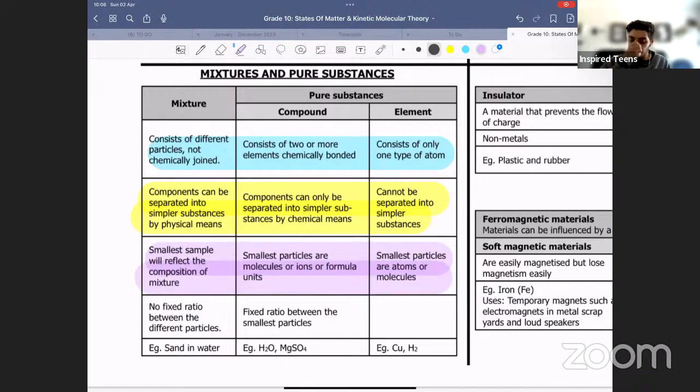The smallest sample will reflect the composition of the mixture. Like a salad, if you take a portion of a salad, it reflects whatever is in the rest of the salad. However, with pure substances, in a compound, the smallest particles are molecules or ions or formula units. And for elements, the smallest particles are atoms or molecules. Okay, let's look at the next one, the last and final one.